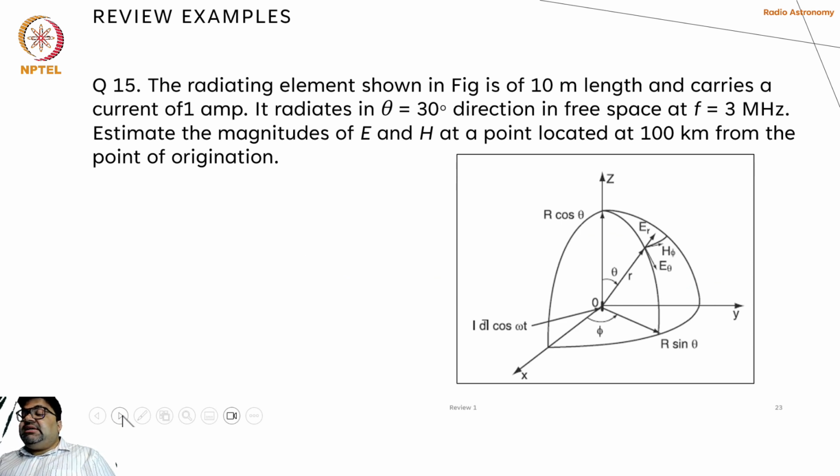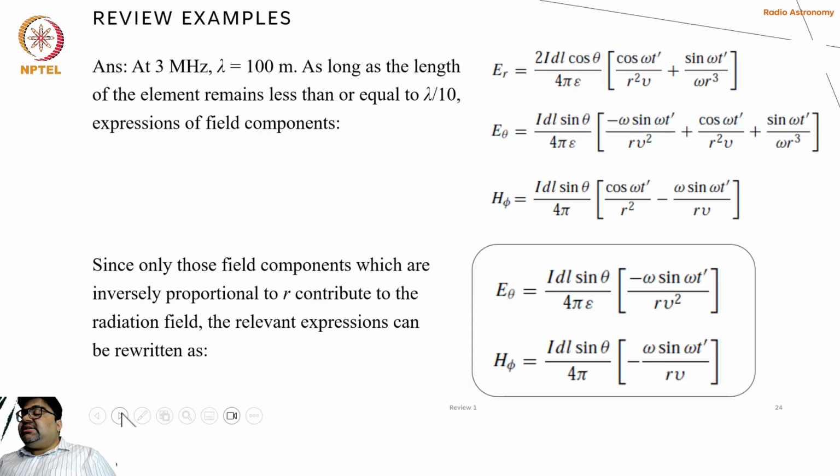Question number 15. The radiating element shown in this figure is of 10 meter length and carries a current of 1 ampere. It radiates in theta equal to 30 degree direction in free space at frequency f given by 3 megahertz. Estimate the magnitudes of E and H at a point located at 100 km from the point of origin. This is regarding the radiation.